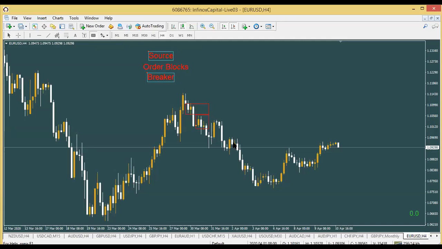Let me just move it this way. These bearish order blocks, please, if this is new to you, write it down somewhere. These are the bearish order blocks. So these are responsible for the push down. This is responsible for the push down. So those are what we call order blocks.